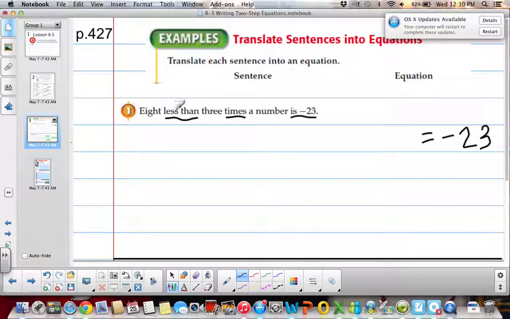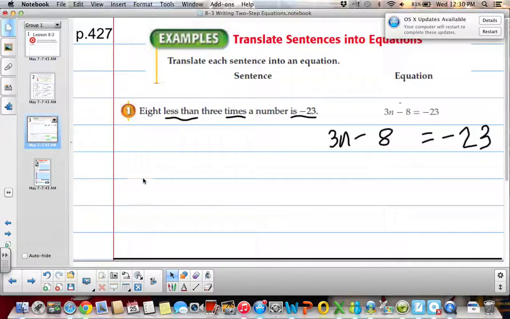So it's 8 less than 3 times a number. Let's have our number be n. Whatever the number is being multiplied by 3. And then it's 8 less than that. So that means first we need to multiply the number by 3, then take away 8. So we would have 3n minus 8. So 8 less than 3 times the number is negative 23. Okay, and here's our answer: 3n minus 8 equals negative 23.